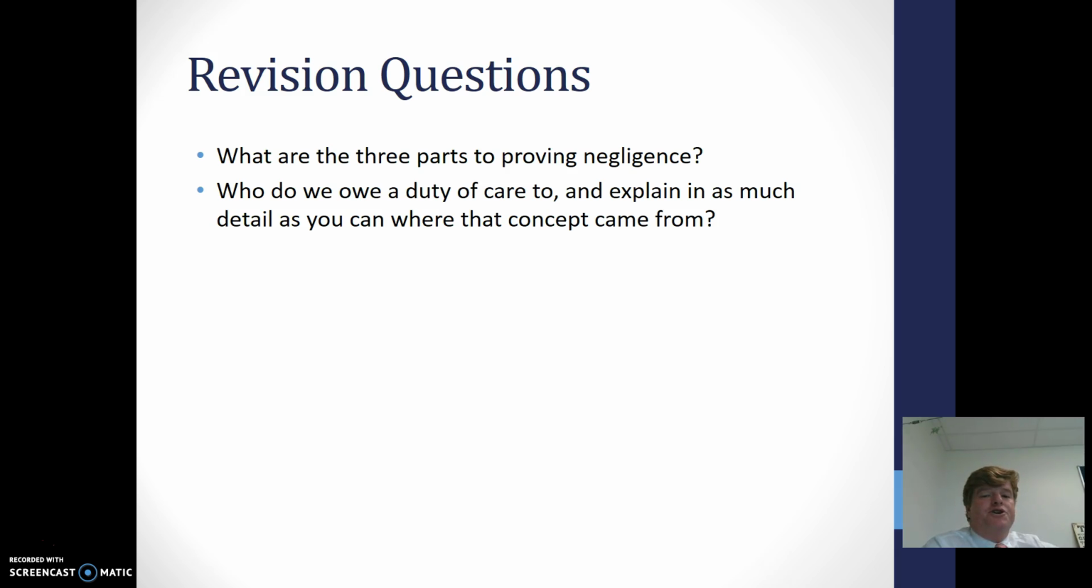And who do we owe a duty of care to? And where does the concept of a duty of care come from? Because this is what's different for a tort compared to a contract. A contract says we've got an agreement in place. A tort says we've got a duty of care to other people, even if there isn't a formal agreement in place.